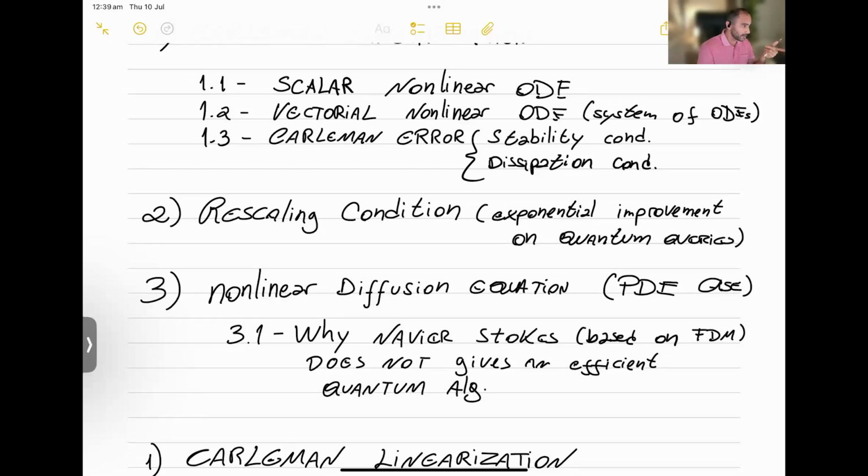And then in this third part, I'm going to show why, based on this Carlemanization and finite difference methods that people normally have to deal with, there is also a case with the Boltzmann-Lattice approach, which is a different way to deal with the discretization for nonlinear cases. But in the case that you have to deal with a finite difference method, I'm going to show why you cannot handle Navier-Stokes type of equations in quantum algorithms. Okay, so let's start.